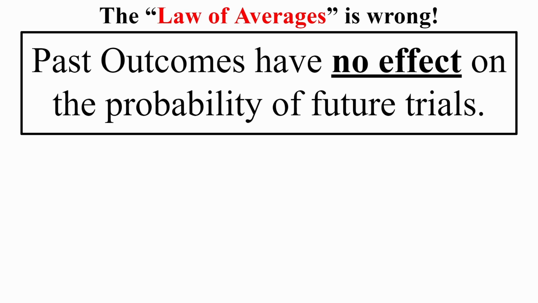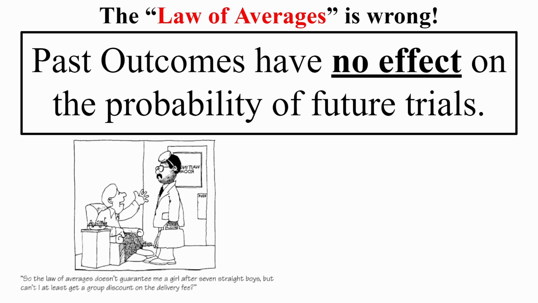It's a fallacy. So a very classic example you guys have probably seen before is a woman has 7 boys and she wants to have an 8th kid, but she feels she's due for a girl.